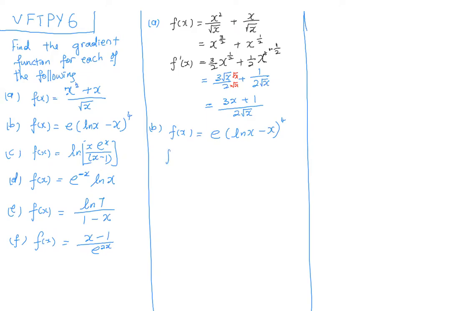So can you give me the method of using chain rule to find the rate of change or gradient function? Okay. 4, multiply by the power. Then after that, ln x minus x. Then 4 minus 1, which is 3, to the power. And then times in bracket ln x minus x.